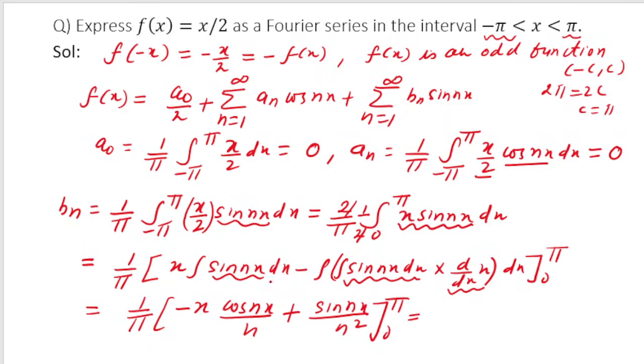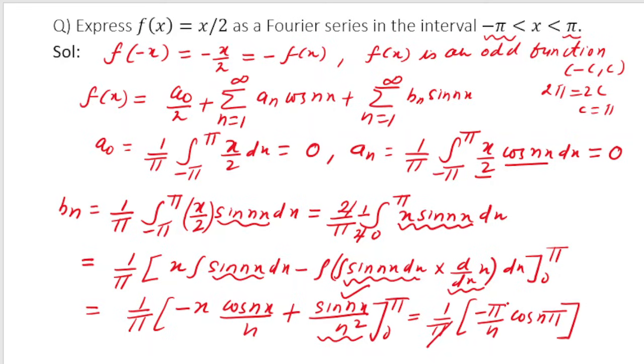Now let us put the limit. In the second term, if you put pi here, sine n pi is 0, and sine 0 is 0, so I will get 1 by pi. And if I put the upper limit pi here, I will get minus pi by n cos n pi. And if I put 0 here, 0 into anything will make it 0, and this we already have seen is 0. So what I got is this.